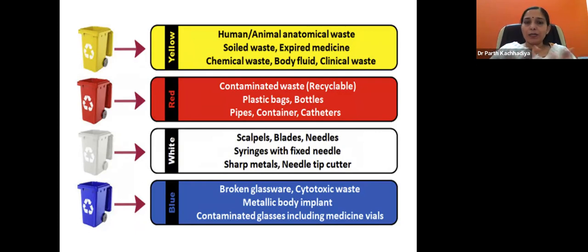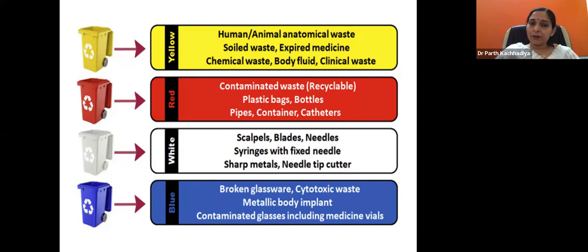every hospital. See, if it is the yellow container, it is human and animal anatomical waste, soiled waste, expired medicine, chemical waste, body fluid, clinical waste. Okay, and whenever we were working in the COVID, we used to dispose of all the PPE kit, gloves, everything in the yellow bucket. Then the red is for the contaminated waste, which is recyclable, plastic bags, bottles, pipes, container, and catheters. White is for the sharps, that is like scalpels, blades, needles, syringes with fixed needle, sharp metals, needle tip cutter. Okay.